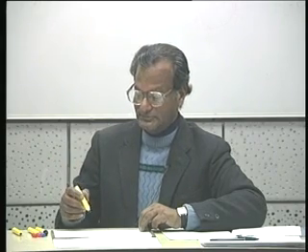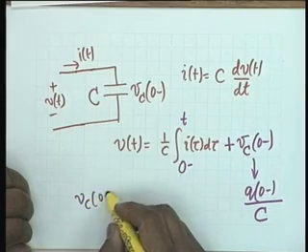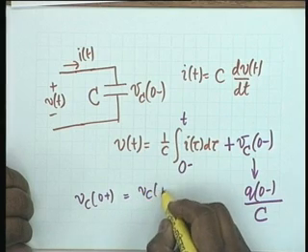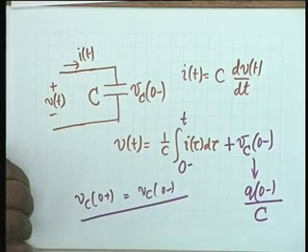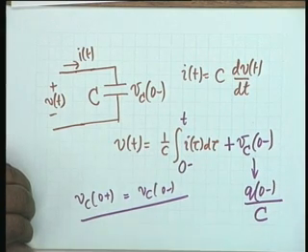Also, if I of t does not contain a delta function, then you see Vc 0 plus shall be equal to Vc 0 minus, which amounts to the law of conservation of charge, that is, the charge in a capacitor cannot change instantaneously unless forced by an avalanche of charging.